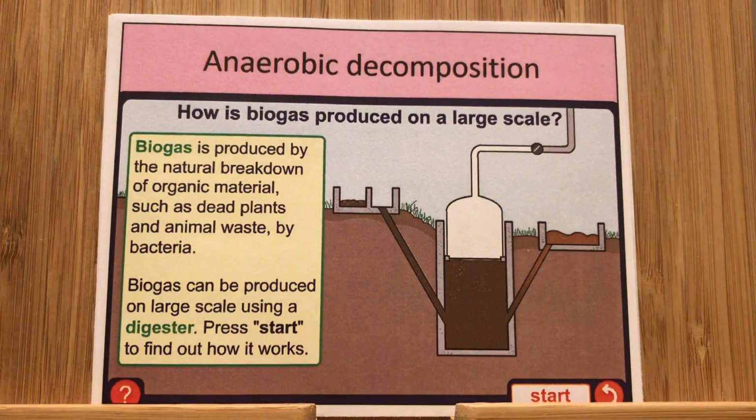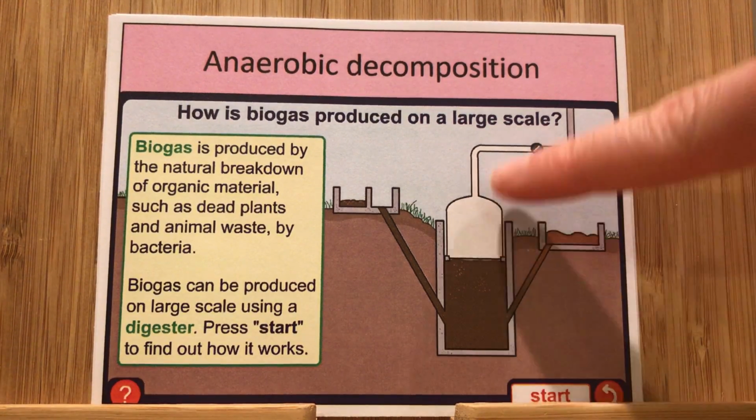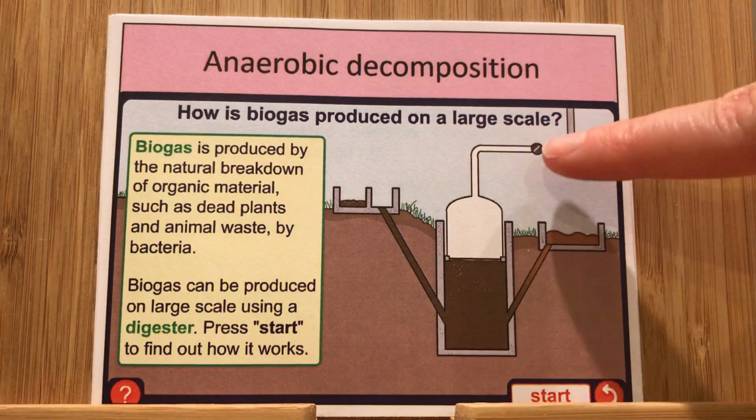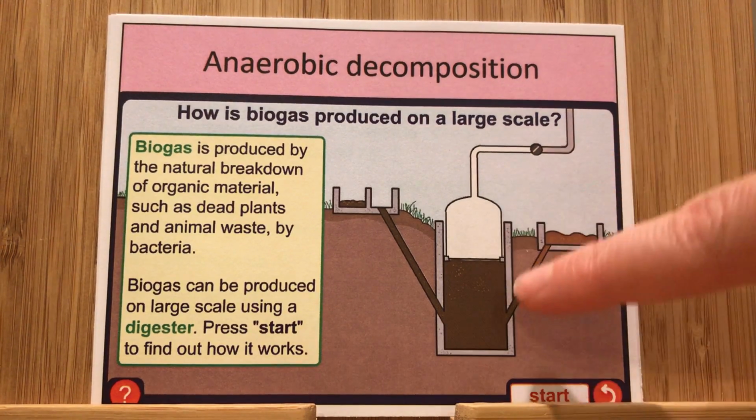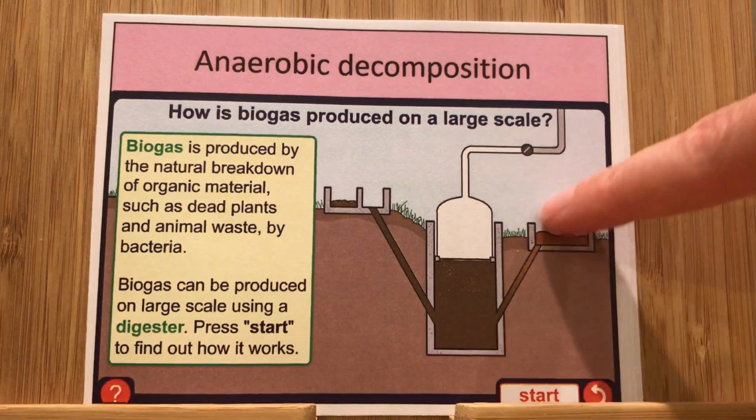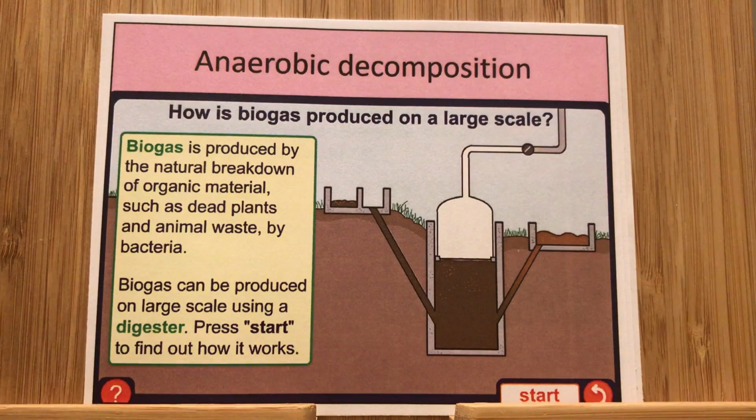So here is the anaerobic digester. What we've got on the left hand side is where we put in all of the organic waste. We've got a floating capsule here that can rise as the gas is being produced, a tap to remove the gas, and then this is where we remove the waste product, the slurry, which later becomes fertiliser.